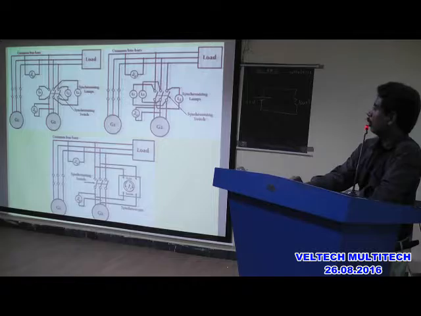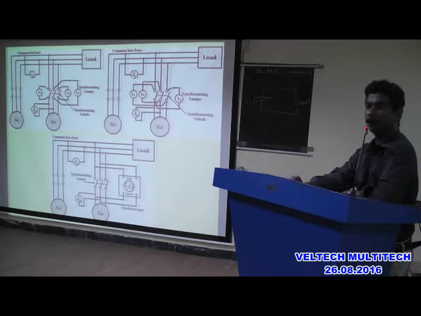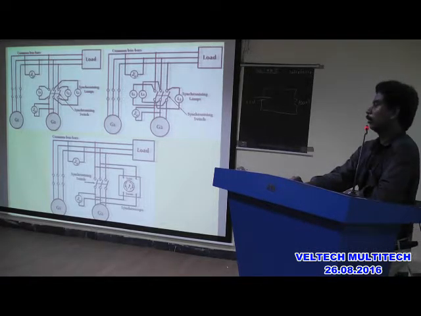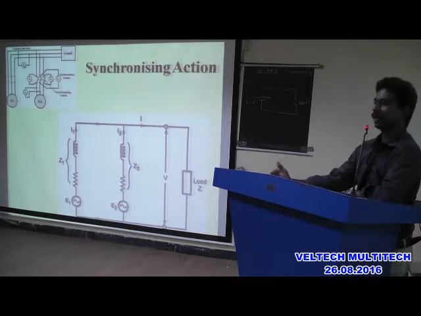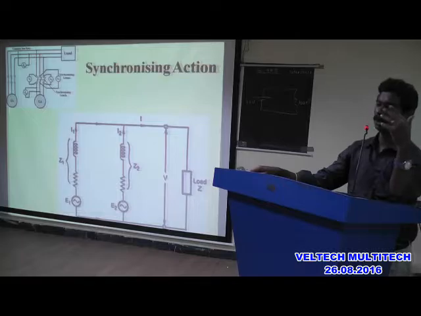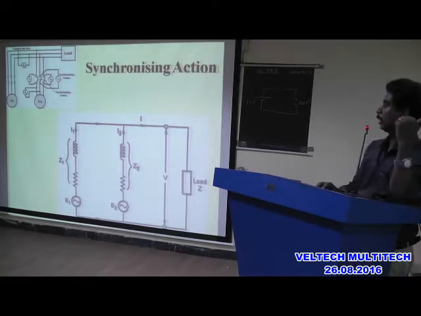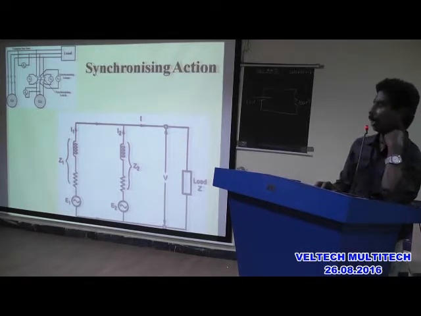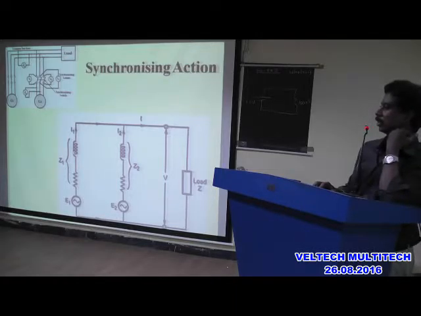So, the three dark lamp method, the two bright and one dark lamp method, and the synchroscope. Next is synchronizing action. This is important. Once you synchronize both alternators, this is the equivalent circuit. This is alternator 1 armature resistance, then this is the synchronous impedance. The second alternator resistance and synchronous impedance. These two alternators are running in parallel.